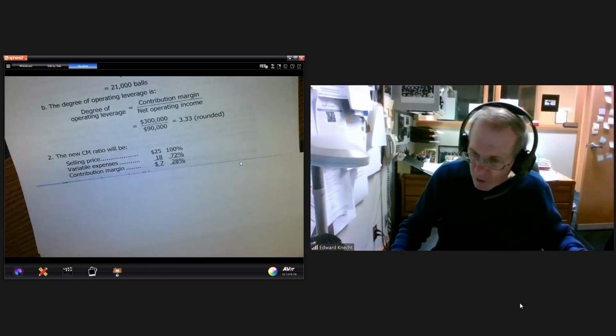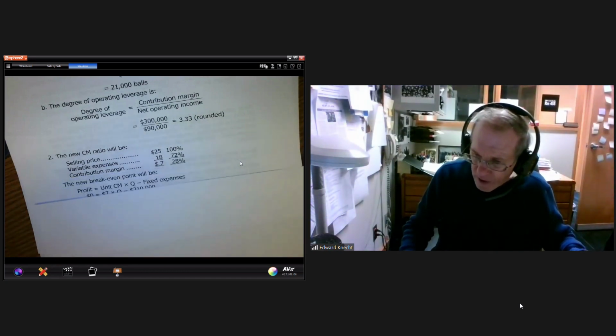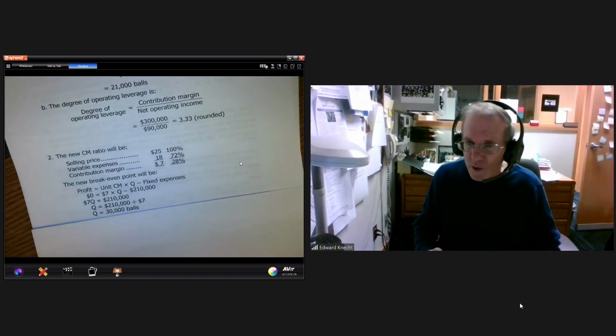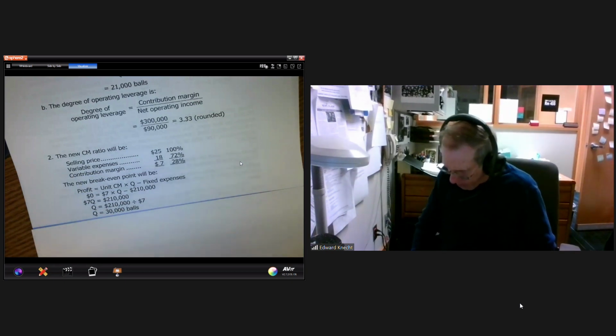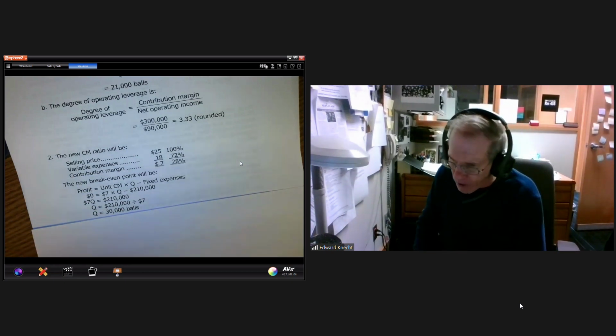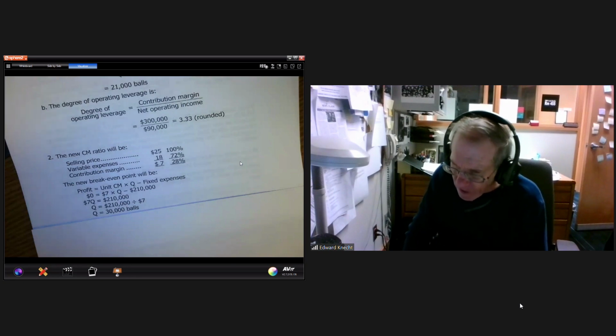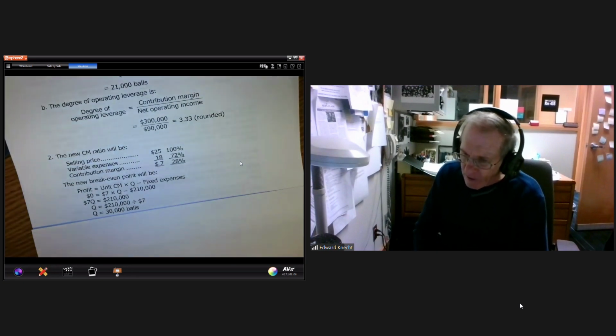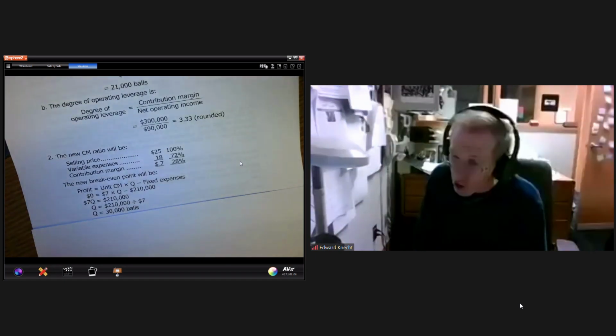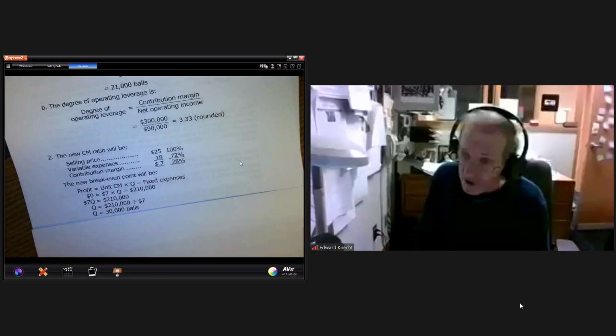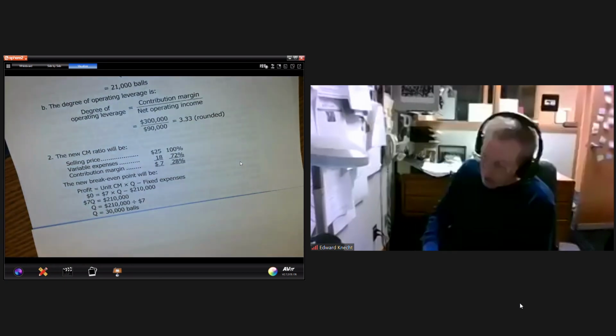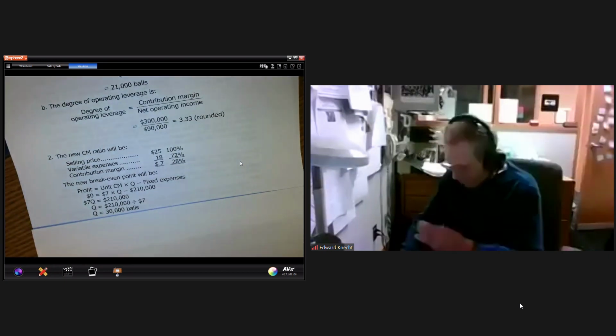The new break-even point, if it goes to this, we're going to have to sell a lot more. 30,000 balls instead of 21,000. Wow. That's a lot more balls we've got to sell to break even. See the difference? So that's why companies, when they have an increase in cost, have to increase their selling price, don't they, Greg? That's how it works.